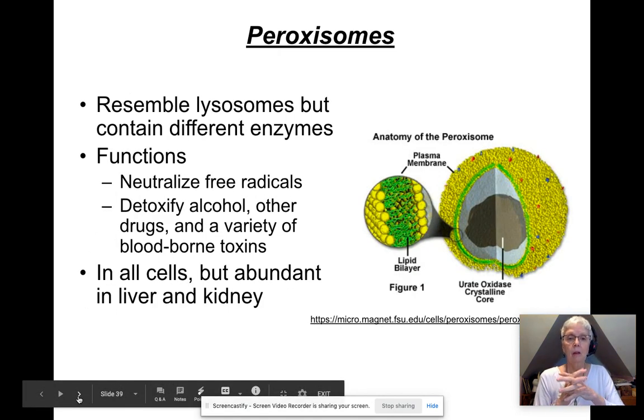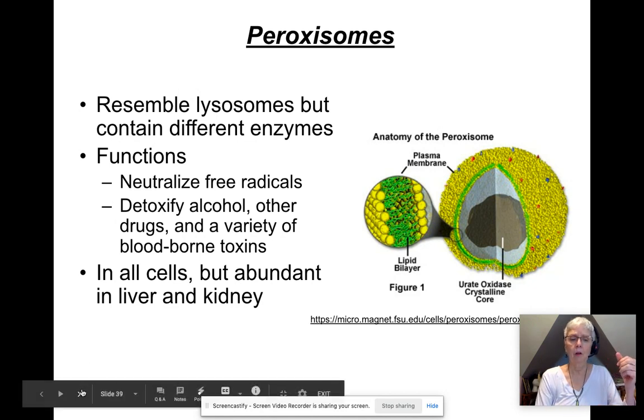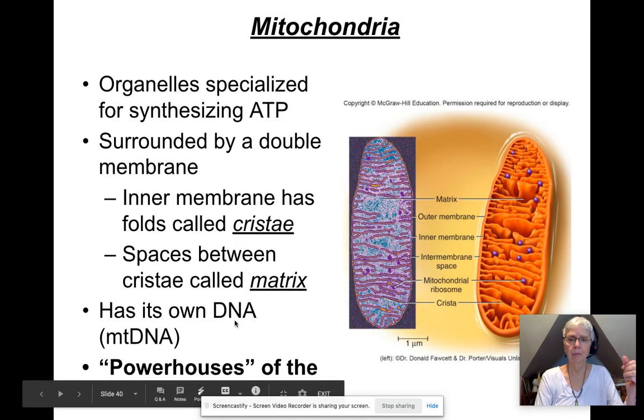Now peroxisomes resemble lysosomes, but they contain a very different enzyme. These neutralize free radicals that are in our bodies. They also detoxify alcohol and other drugs, and a variety of bloodborne toxins. So we get a lot of bloodborne toxins coming through our body, and we need these peroxisomes to get rid of them. They are very abundant in both our liver and our kidney.